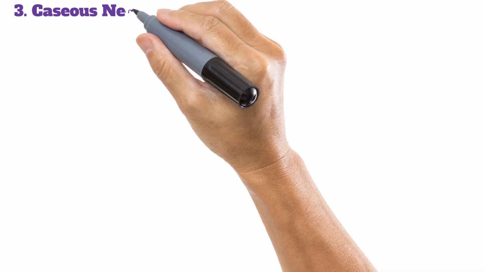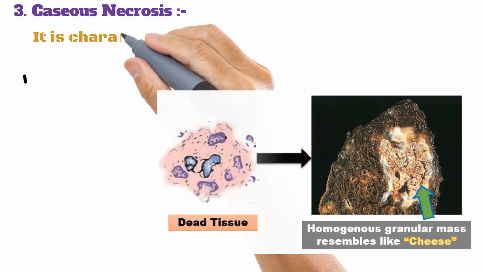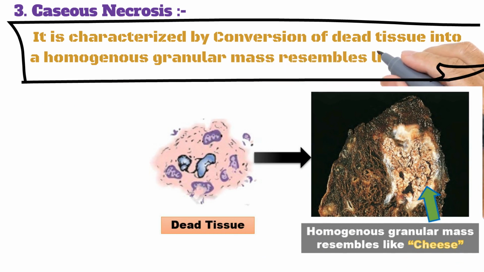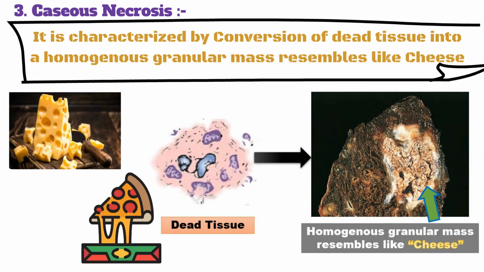So third one is caseous necrosis. It is characterized by conversion of dead tissue into a homogeneous granular mass, resembling tasty pizza cheese. No, it's not actual pizza cheese, but it looks like cheese. I hope you have understood my sarcasm.